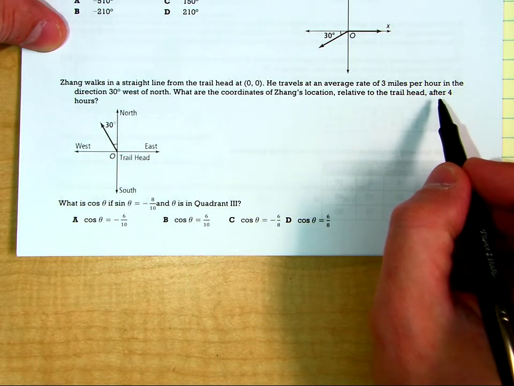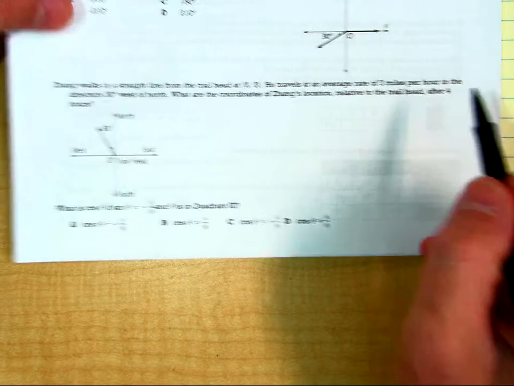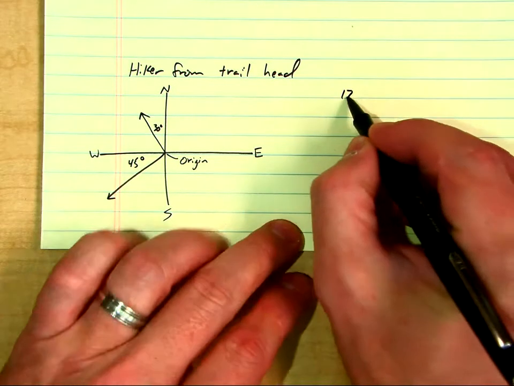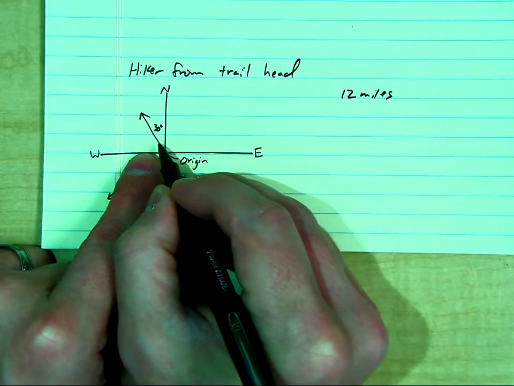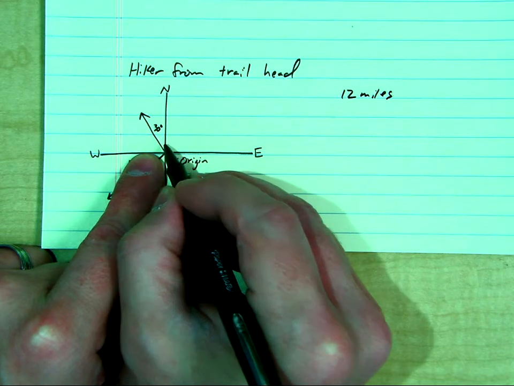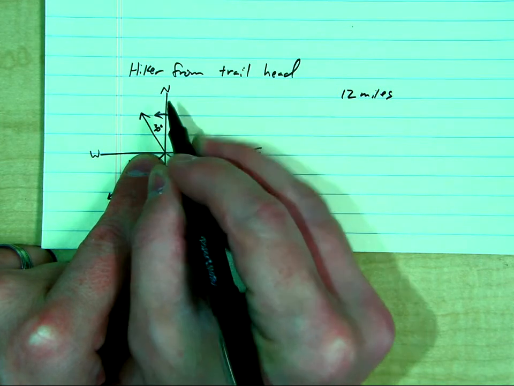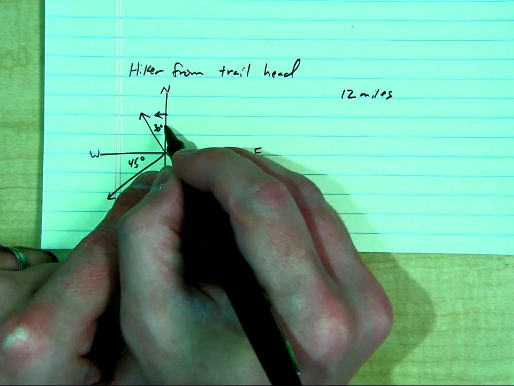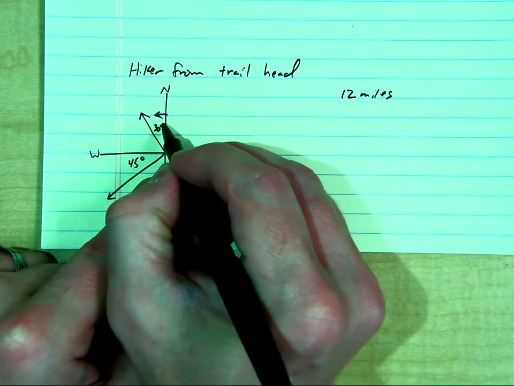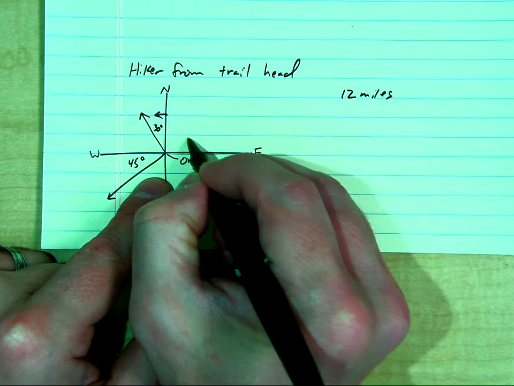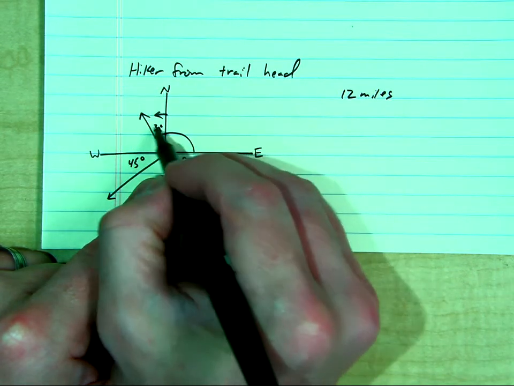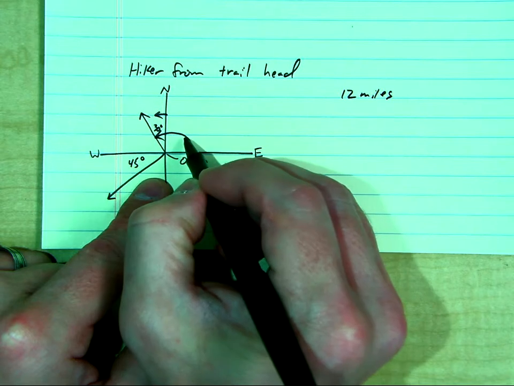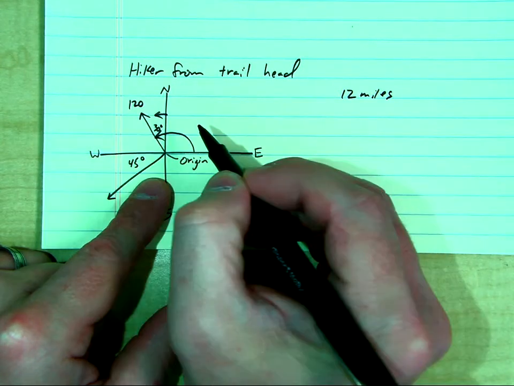3 miles per hour, and he walked for 4 hours. How far did he walk? 12 miles, yes. What are the coordinates of this terminal angle? If it's 30 degrees past 90, what's this measurement? 30 degrees past this way, we're going this far. It's 120.